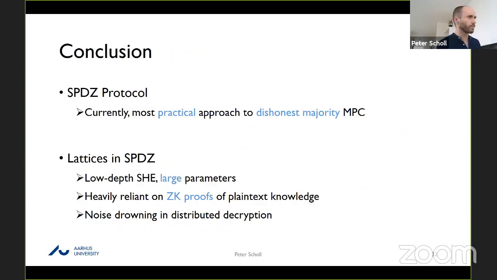Okay, so that pretty much brings me to the end. So you've seen this tour of the SPDZ protocol, which is at the moment at least the most practical approach to dishonest majority MPC. And we've looked at how lattices are used in SPDZ, where we use this low-depth homomorphic encryption scheme with somewhat large parameters, mainly due to the use of zero-knowledge proofs and distributed decryption. I think these are the areas where I'd love to see a little bit more interaction with the lattice community and see if people can come up with anything. Also be very happy to collaborate if anyone wants to reach out. Most importantly, I'm looking forward to seeing what can come out of this.